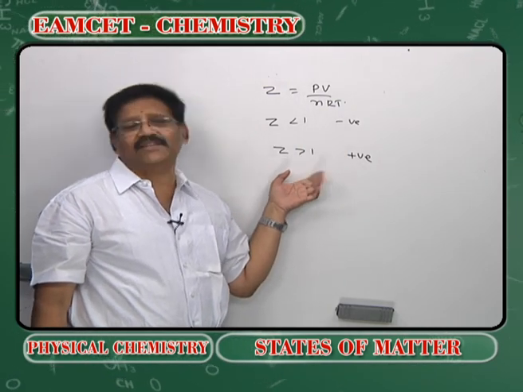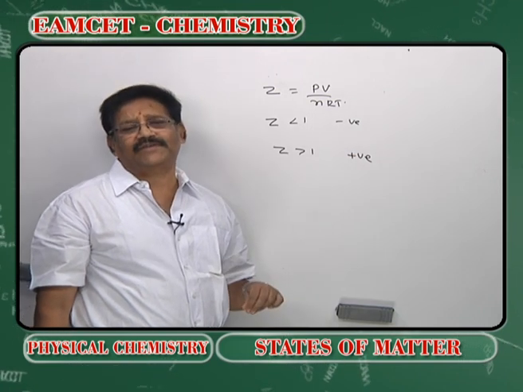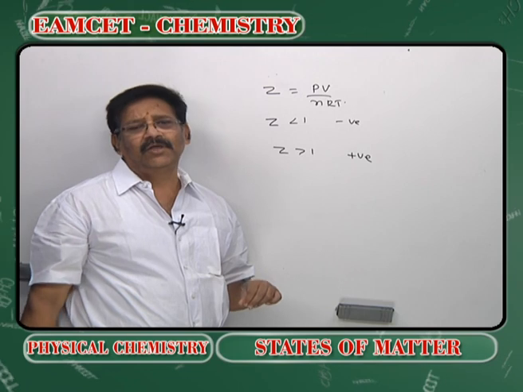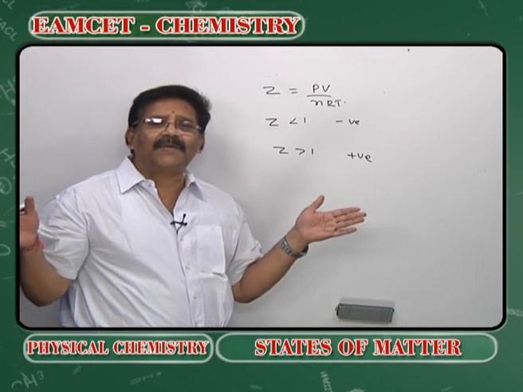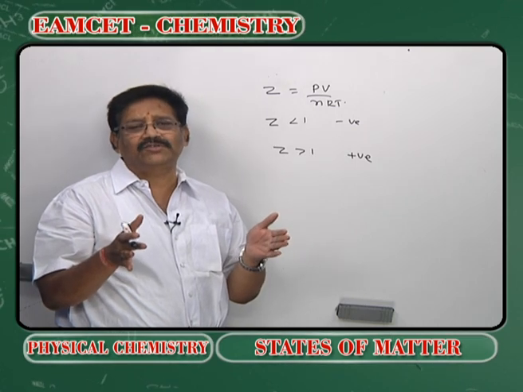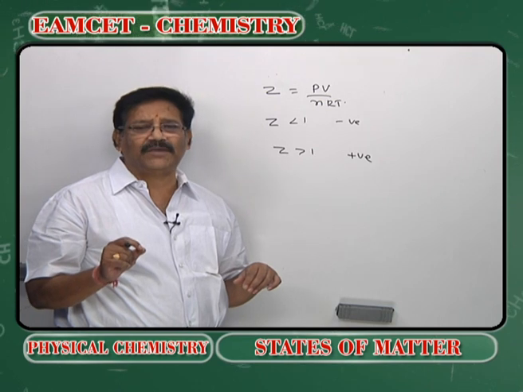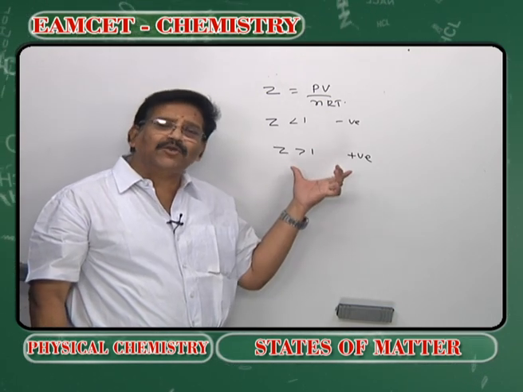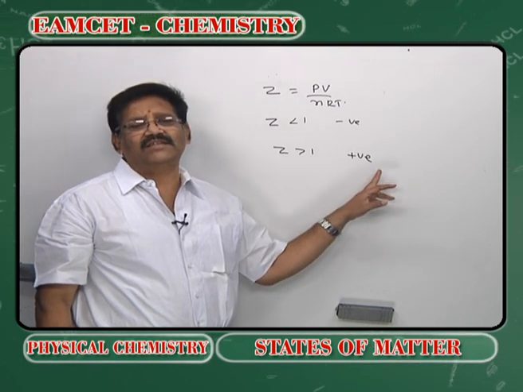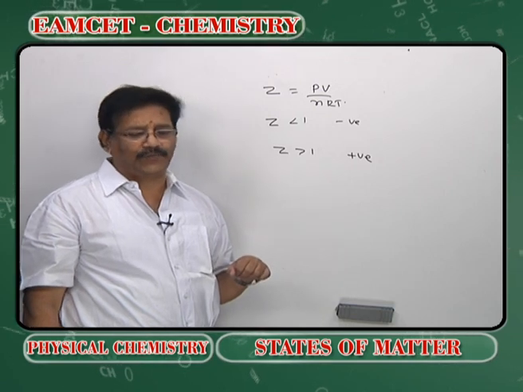When Z is greater than 1, this can happen when intermolecular force of attractions are negligible. When intermolecular force of attractions are negligible, the gap among the gaseous molecules cannot be reduced. Such gases are said to be less compressible. They occupy more volume. In such case, gram molar volume will be greater than 22.4 liters.